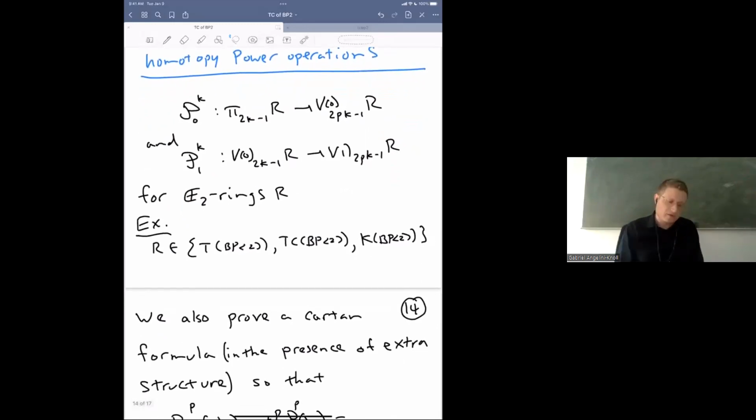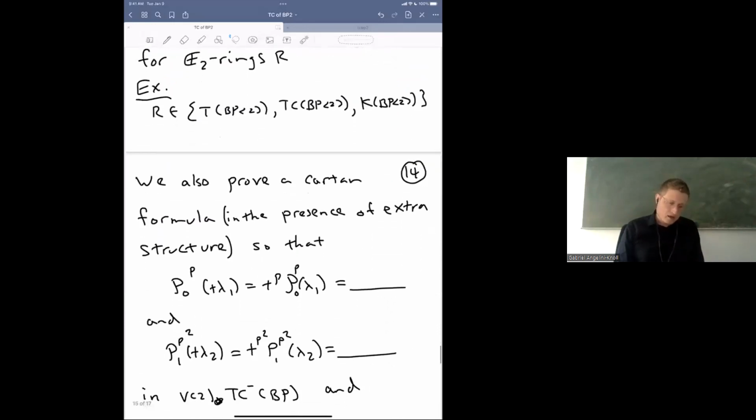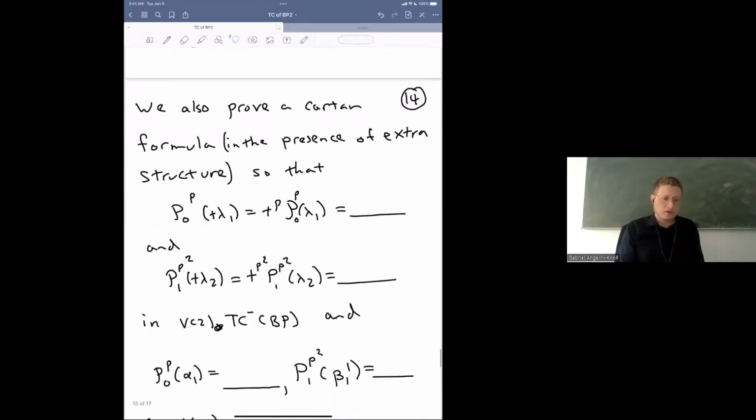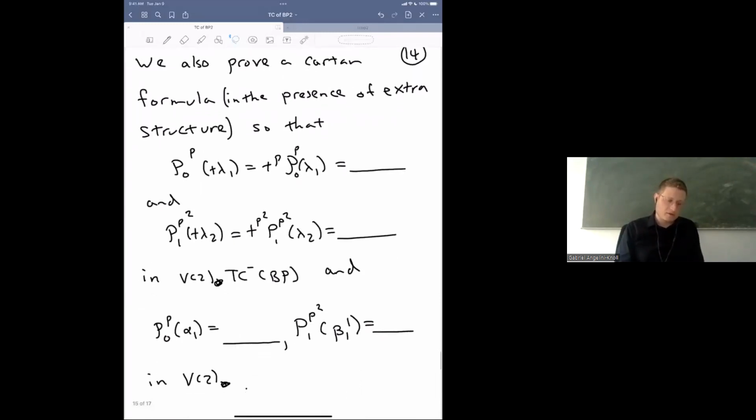All right, so each of these are E2 rings. And so we can apply these power operations to them. And then there's a bit of a subtlety here. We also can prove a Cartan formula, but this is really in the presence of a little bit extra structure. The Cartan formula that we prove, we actually do this in the mod p, v1 homotopy of TC of BP itself. So we use that BP<2> is a structured BP algebra. And then we also use these computations of Jean Rognes from 2020. And we extend those by a few differentials in the mod p, after smashing with some Smith-Toda complex.